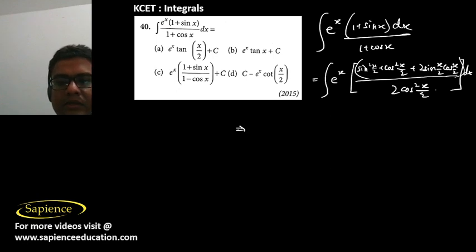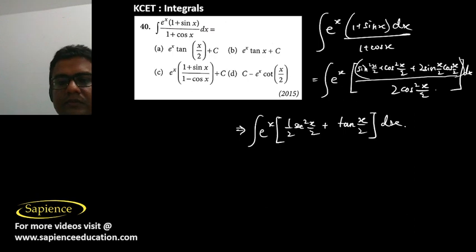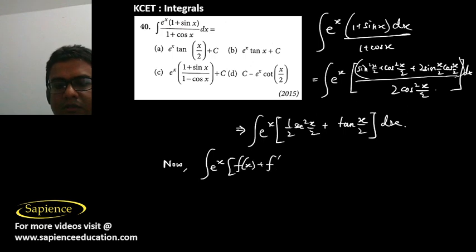Then what we can do, we can write this as integral e power x into 1 by 2 secant square x by 2 plus tan x by 2, dx. So now we know that integral e power x into f of x plus f dash x dx is equal to e power x into f of x plus c.